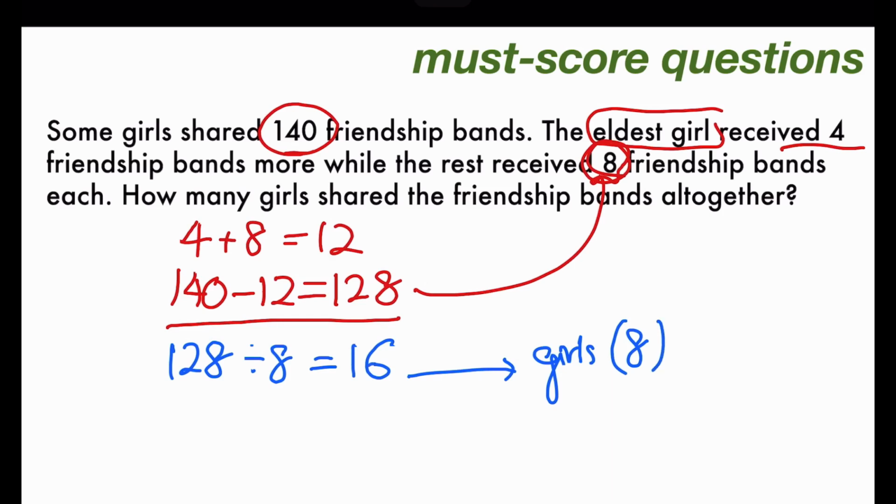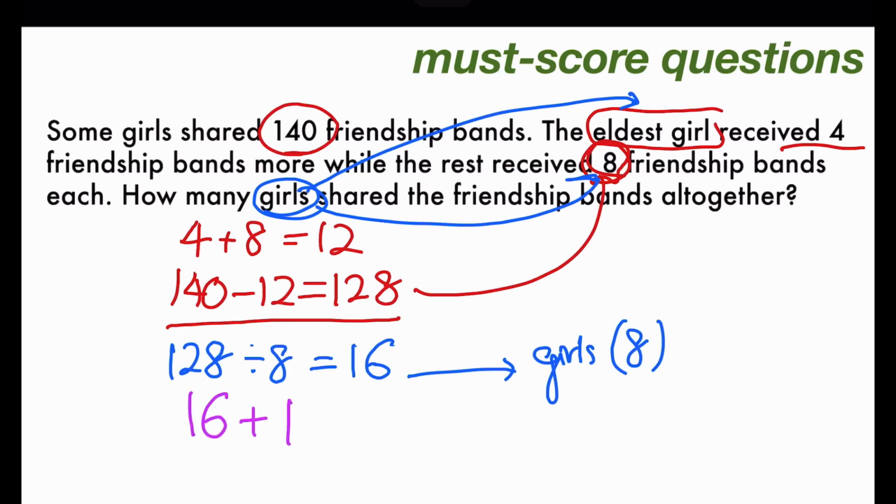Now the question asks how many girls in all. Girls include the eldest girl that received 12 and also the girls that received 8. So my final step is taking 16 of the girls who received 8 friendship bands plus that one girl who received an additional 4. My total answer will be 17. That's it.